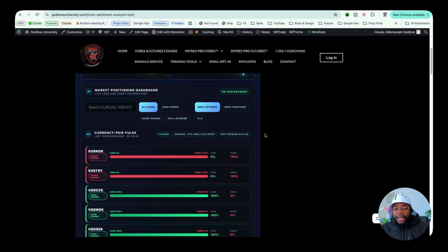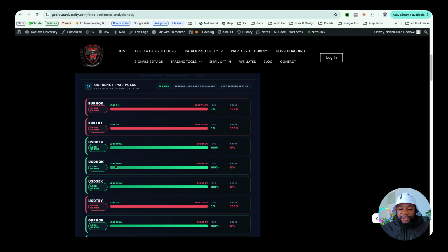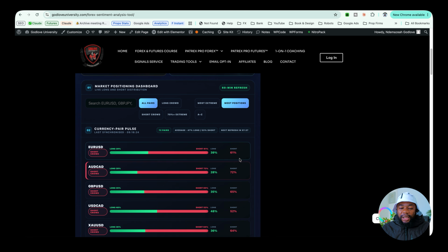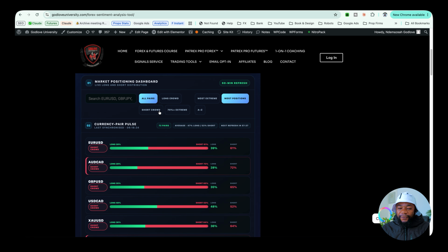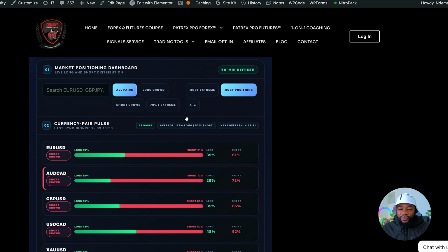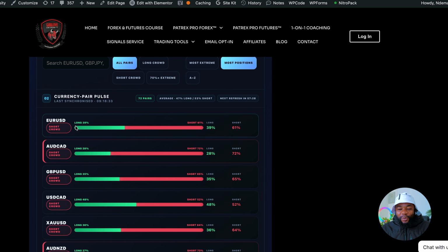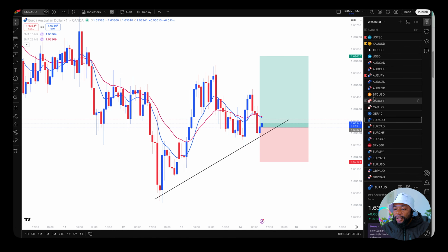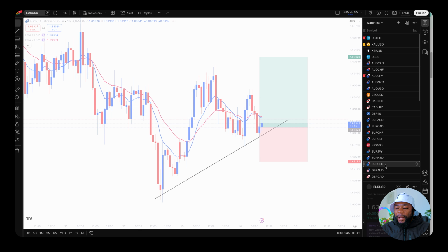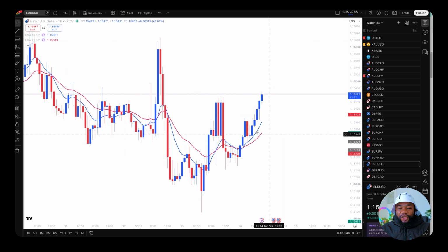Wow. Then you can go down. You can see other pairs. Look at this. Let's just say go to most positions. You can even filter this to most positions, and it's going to show you according to most positions. You can even filter according to long position, most extreme, short position, 70% extreme, A to Z. Look at this. Euro USD is number 1, and 61% of traders are actually shorting Euro USD. Let's see why they are doing that. Let's just send our eyes on Euro USD very quick to see why 61% of traders are shorting Euro USD.